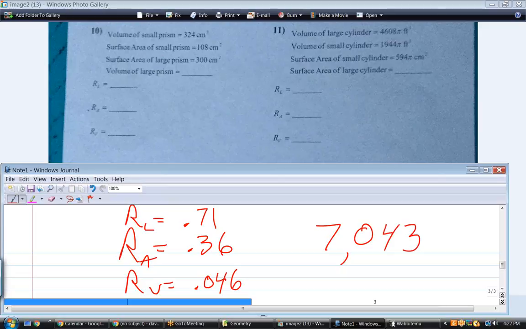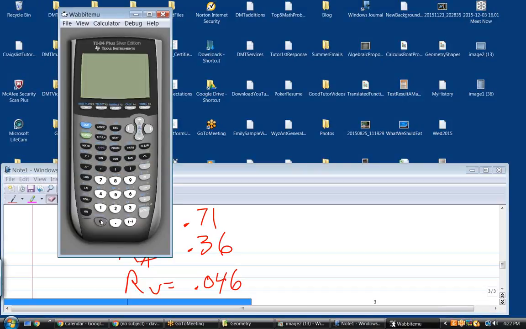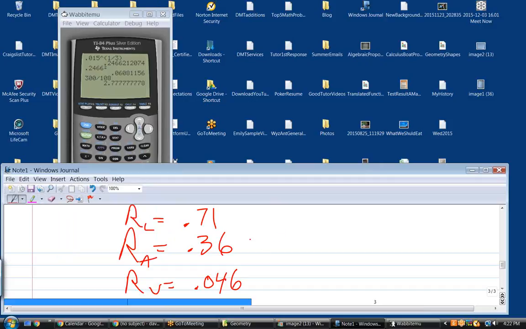Although, let me think about that for a second. I'm just going to show you the way I would do it. Let's make sure we get the same answer. I'm going to divide 300 by 108. That's going to give me that ratio. But notice that it's not 0.36, it's 2.77, because I'm doing big to little, not little to big.